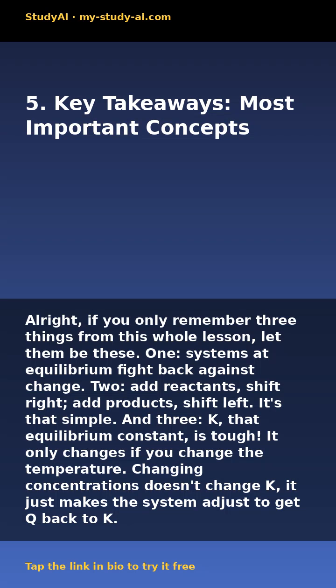All right, if you only remember 3 things from this whole lesson, let them be these. 1. Systems at equilibrium fight back against change. 2. Add reactants, shift right; add products, shift left. It's that simple. And 3. K, that equilibrium constant, is tough. It only changes if you change the temperature. Changing concentrations doesn't change K, it just makes the system adjust to get Q back to K.